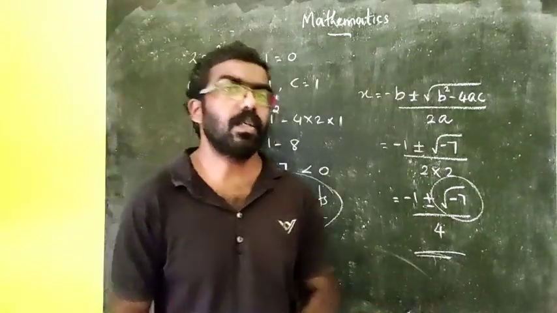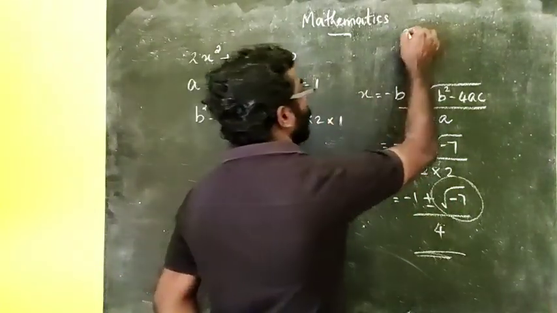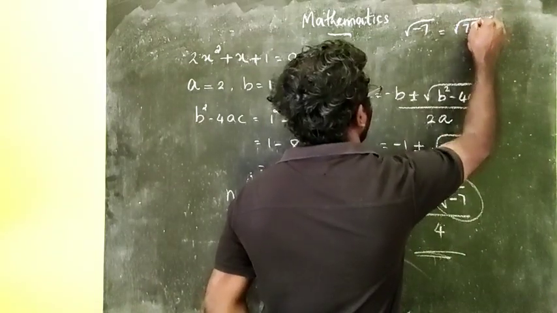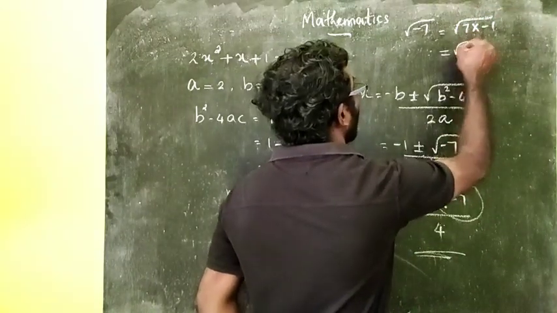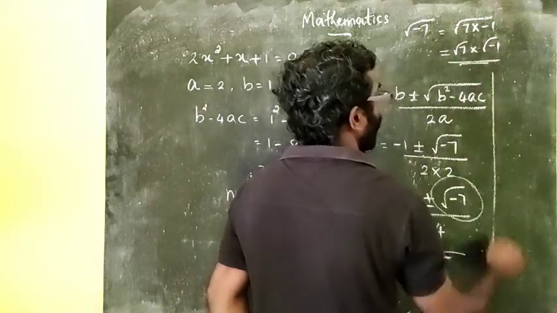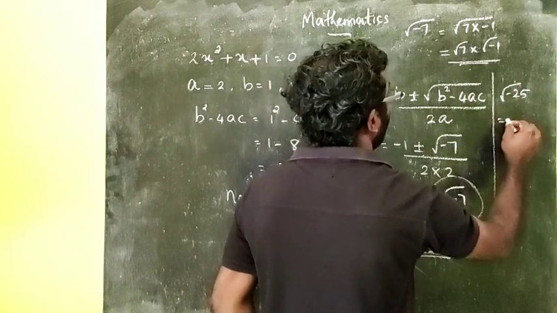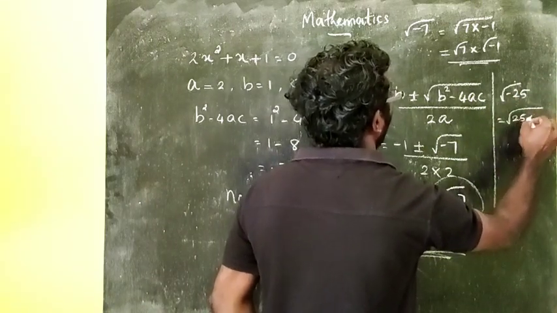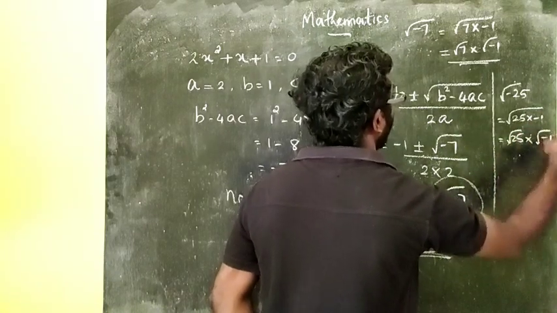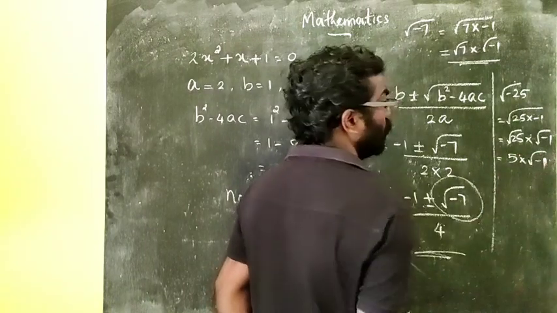Here we can reduce this problem. Root of minus 7 can be written as root of 7 into minus 1, and this can be rewritten as root 7 into root minus 1. And what if it is root of minus 25? This can be written as root of 25 into minus 1, that is root 25 into root minus 1. Root 25 is 5, so 5 into root minus 1.